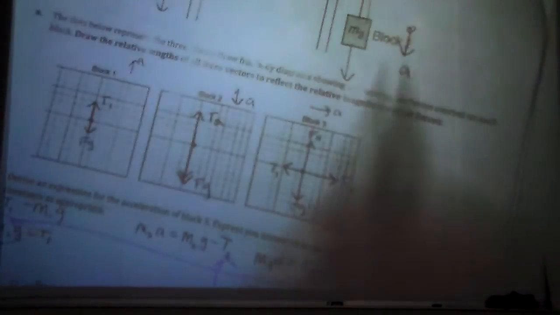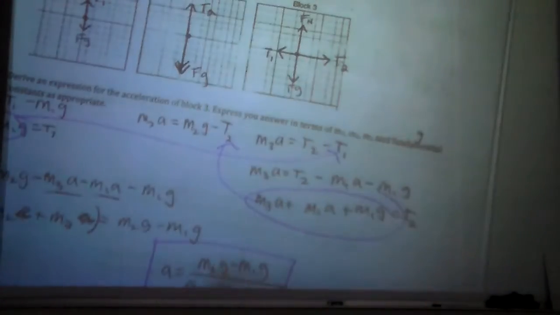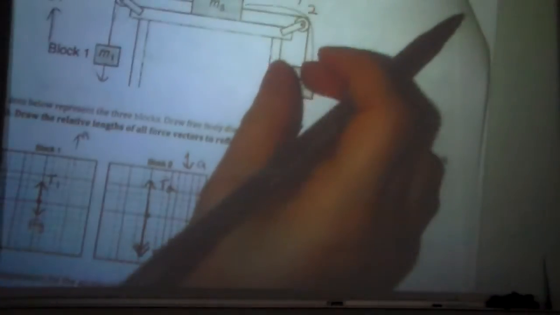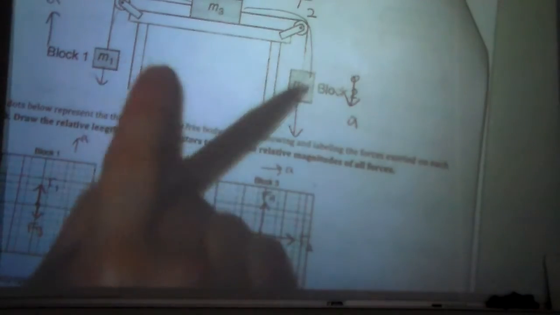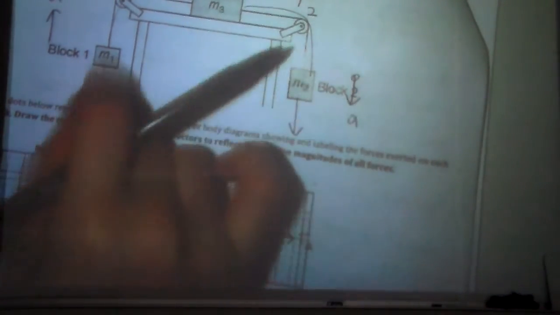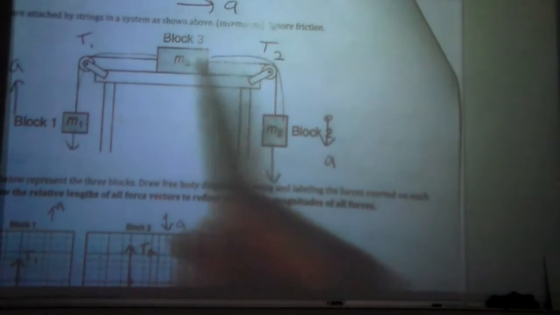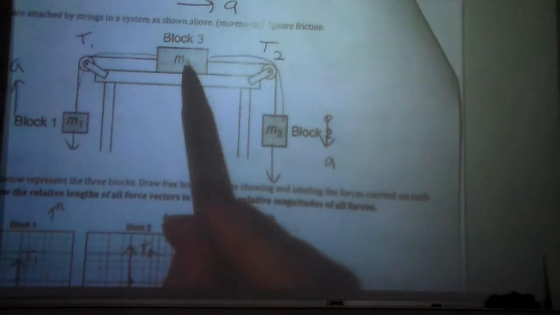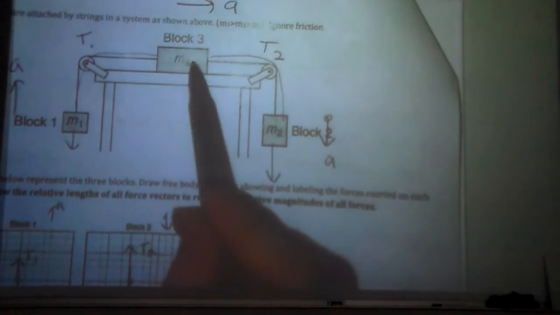So here, if I wanted to make this go faster, I would increase M2, because M2 is going to make a greater pulling force. If I increased M1, that would mean more pulling force against, which would be like a smaller force on the system. If I increased M3, that's not changing the forces pulling the system, but it is making it harder, more mass to pull, so that would make it go slower.